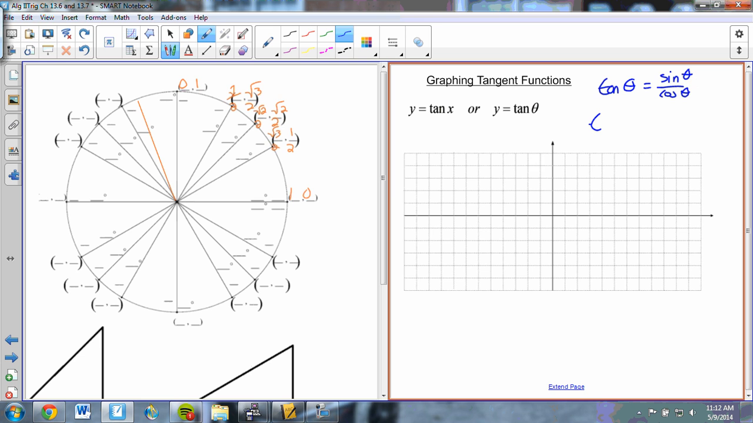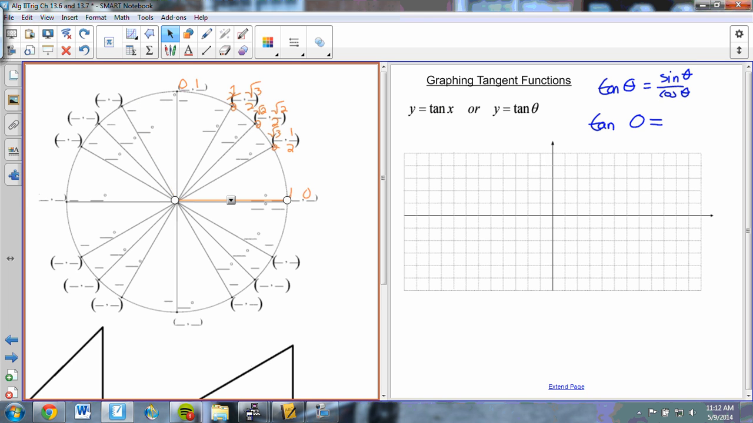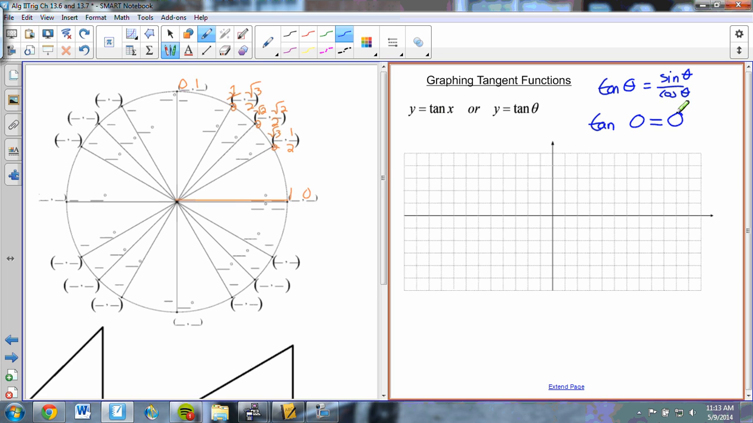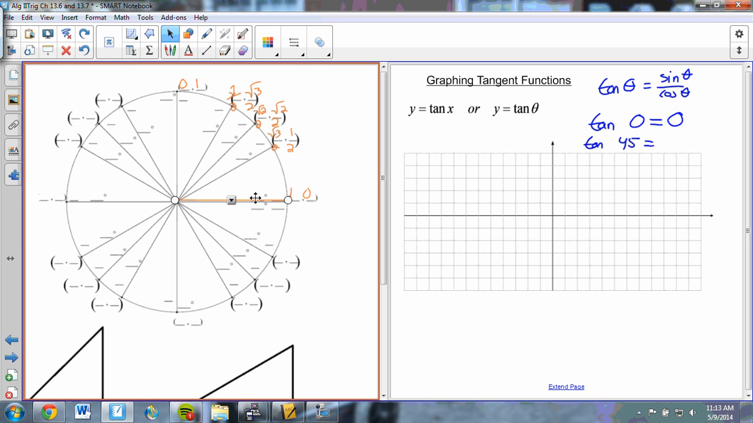What's the tangent of 0? The tangent of 0 would be this point here. Sine over cosine is 0 over 1, which is 0. The tangent of 0 is 0. Then we'll go halfway. What's the tangent of 45? Root 2 over 2 over root 2 over 2. It's something divided by itself. So the tangent of 45 is 1.